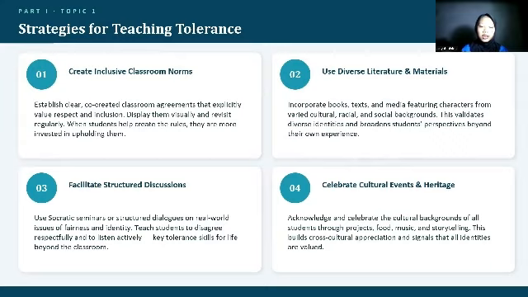Tolerance skills carry over to life beyond the classroom. 4. Celebrate cultural events and heritage. Acknowledge and celebrate the cultural backgrounds of all students through projects, food, music, and storytelling. This builds cross-cultural appreciation and signals that all identities are valued.